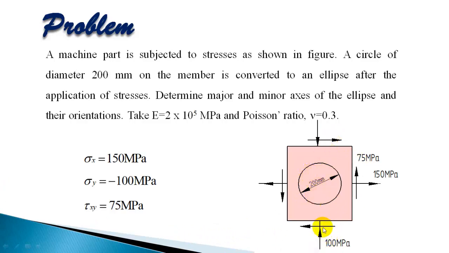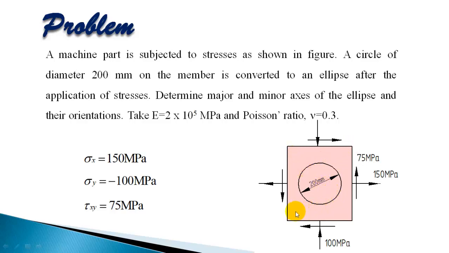Since compressive stress is also associated with this, one of the stresses will be tensile. So the major principal stress is going to be tensile. It will be greater than 150, and the other principal stress is going to be compressive and it is going to be greater than 100 megapascal. So in one direction you will have tensile stress and in another direction you will have compressive stress.